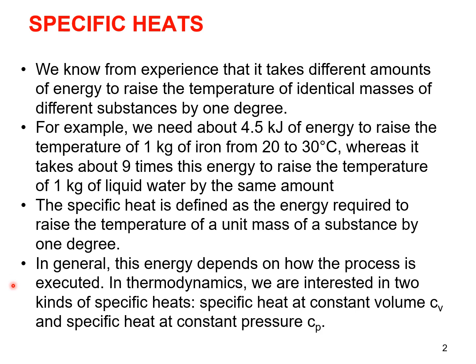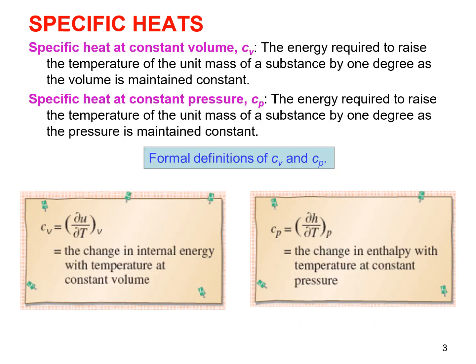So in general, this energy depends on how the process is executed. For example, are we executing it at constant pressure, or at constant volume? And so there are really two types of specific heat capacities that we're going to talk about, CV and CP. CV is known as the specific heat at constant volume. This is the energy required to raise the temperature of a unit mass of the substance by 1 degree as the volume is maintained constant.